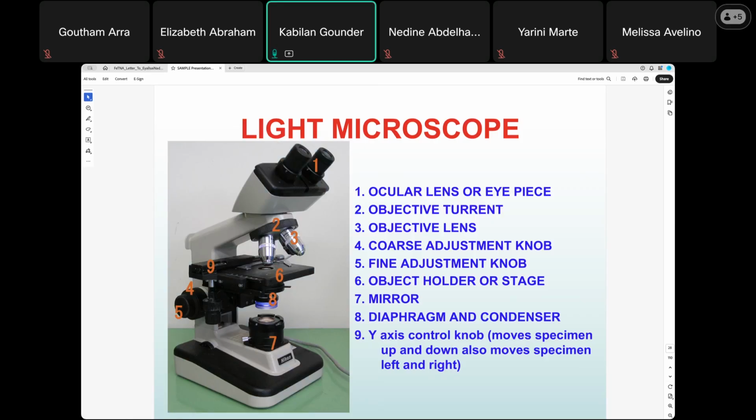And the eight is the diaphragm and the condenser. You can use this for color illumination settings, to improve the light source. And then the four is the coarse focus, to focus the image. And the five is the fine focus.